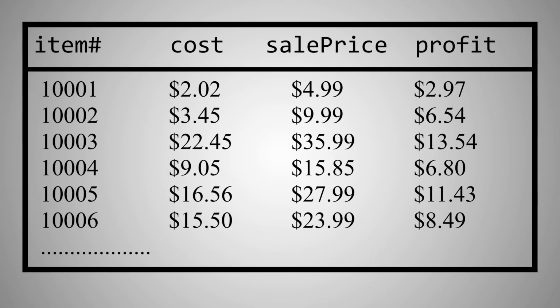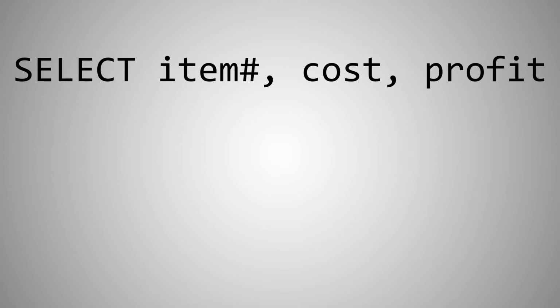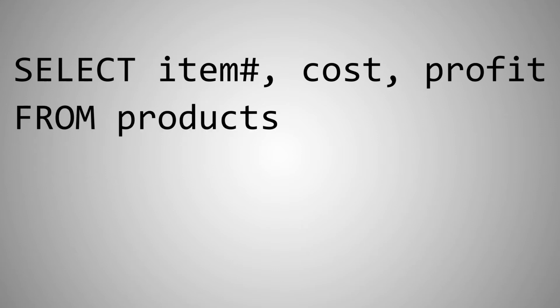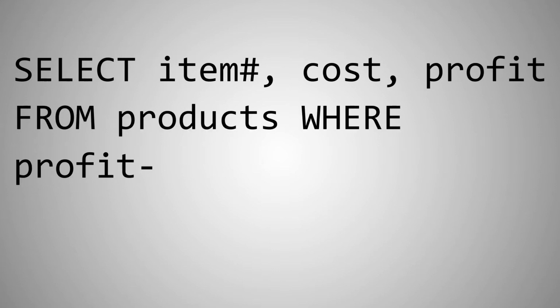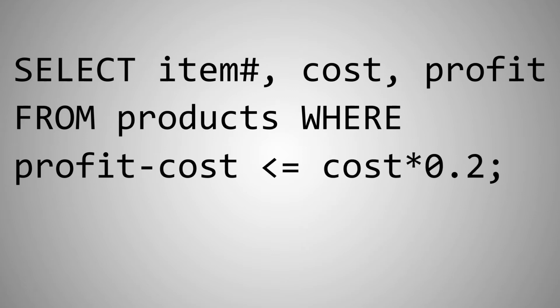Another thing we can do is use math in our filtering check. So let's say we have our profit column of inventory and we want to show any item that makes up less than 20% of profit because we're running low on money for costs in the business. We can use the statement select item number, cost, and profit columns from our products table where profit subtracted from cost is less than or equal to cost times 0.2. What this will do is check and say, hey, is anything less than 20%?